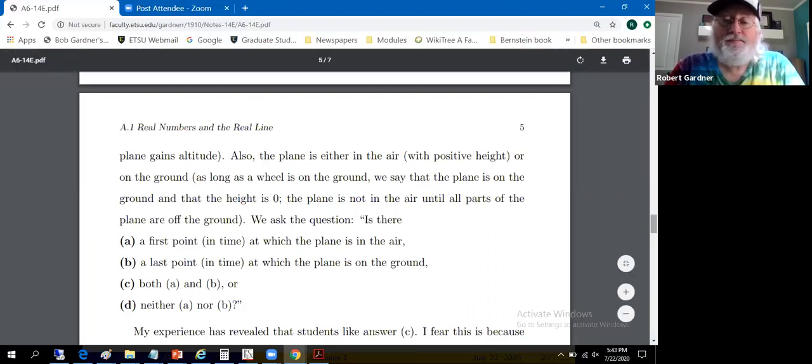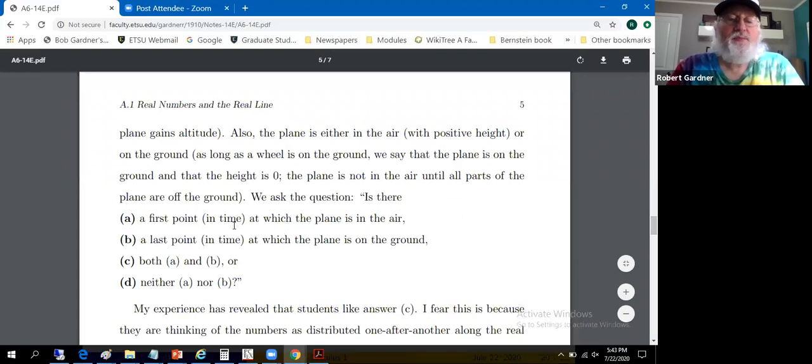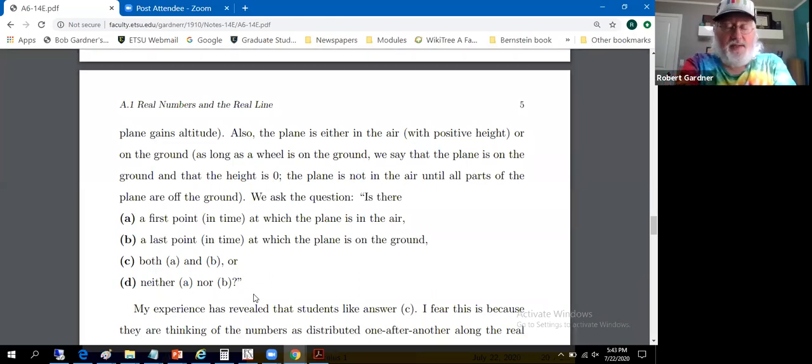So the question is, is there a first point in time at which the plane is in the air? Is there a last point in time at which the plane is on the ground? Is there both of those or neither of those? All right, and this is intimately related to the idea of completeness and the idea of a continuum. So last point in time that the plane's on the ground, first point in time it's in the air, both a last and a first point, part C, or neither of those, part D.